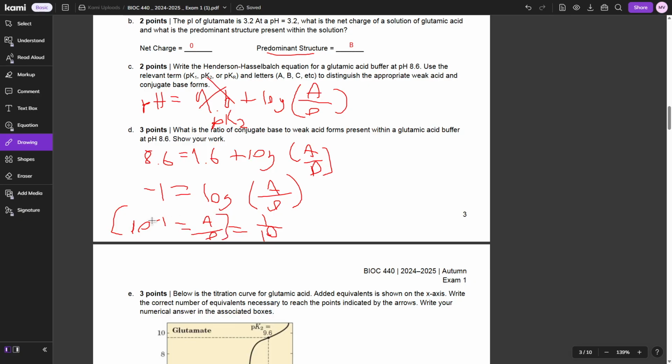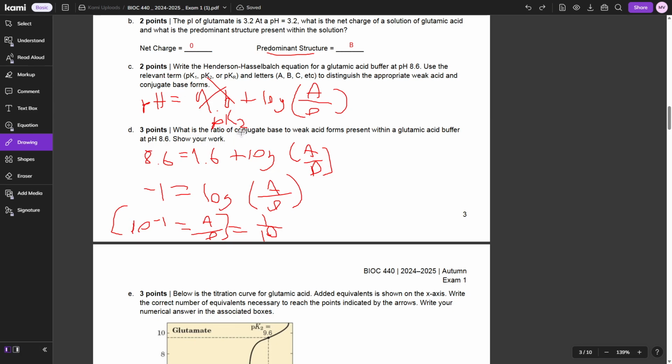And if you know how fractions work, anything to the power of negative something is just the reciprocal, so 1 over 10 to the something. If I say 100 to the power of negative 1, it's just 1 over 100. And so that just comes out to a ratio of 1 over 10, and that's literally what they're asking for.